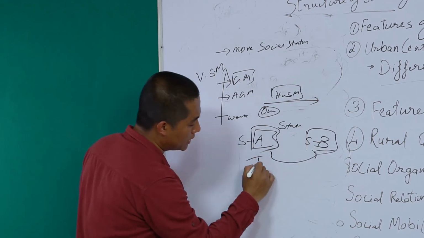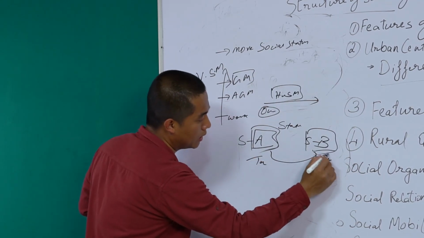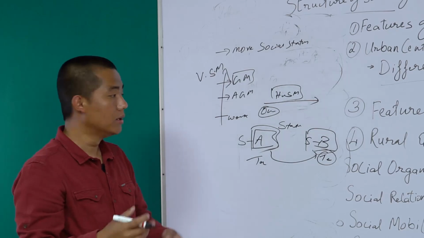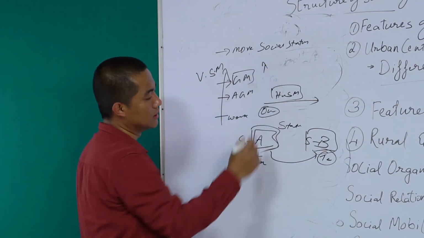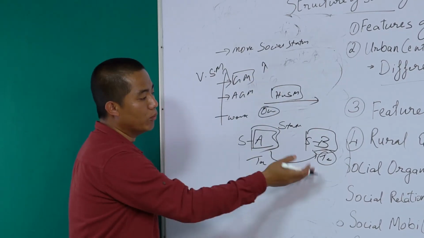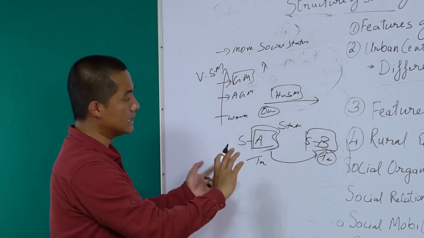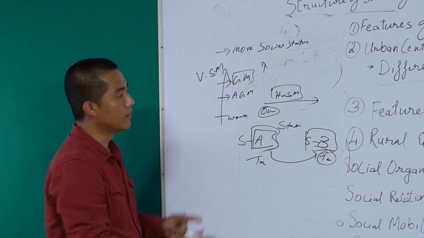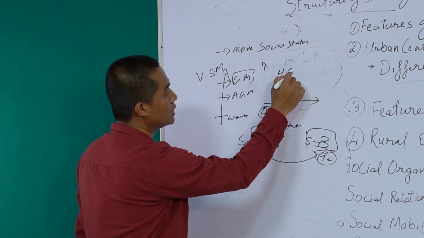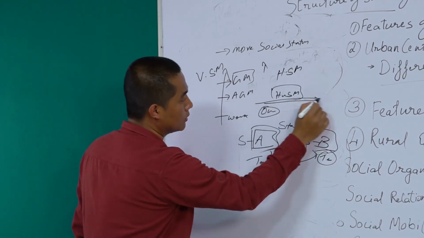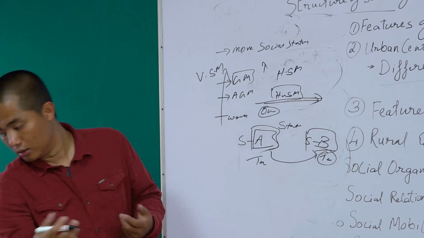Now, you were a teacher here, and after shifting here also, you're still a teacher, which means there is no elevation in the social status. But there is a movement, there is a mobility, which we see. That is what it means by horizontal social mobility. So, even the diagram shows so.